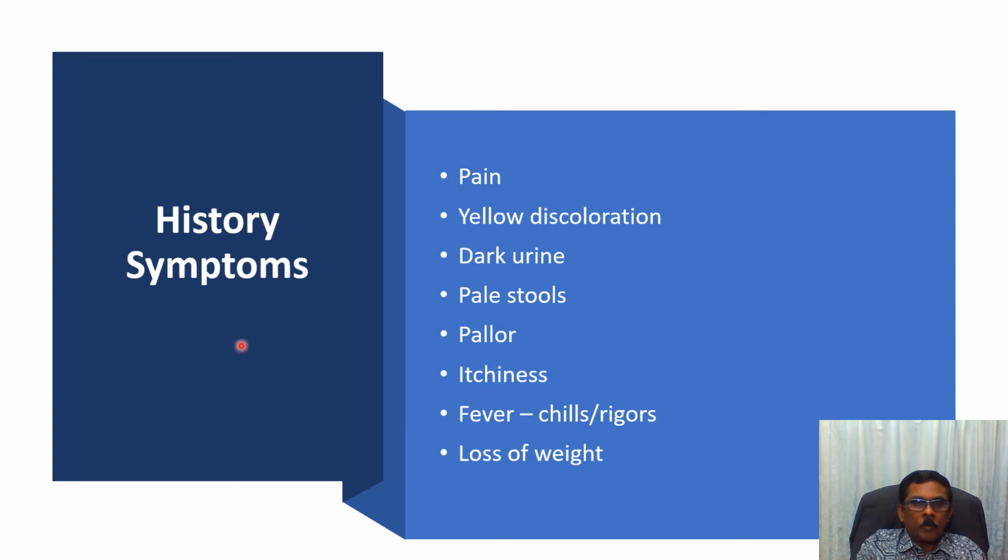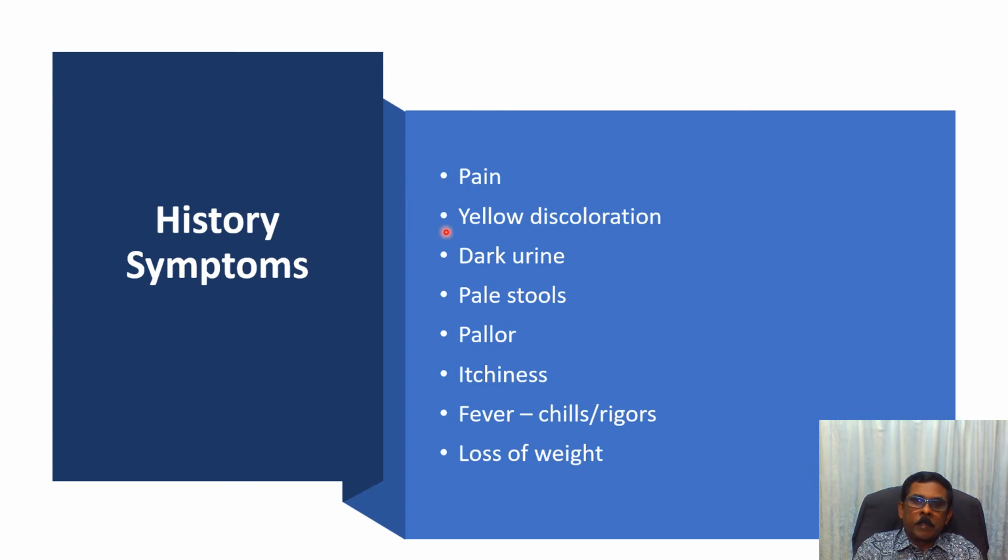Next, we come to the history. What are the symptoms that you must look for in taking a good history from a patient with jaundice? First, the most common complaint is pain, and the pain is classically in the right upper abdomen. At times, it radiates to the right shoulder and to the back. The pain is usually colicky in nature and localized more to the right upper quadrant. It is usually accompanied with loss of appetite, nausea, and vomiting.